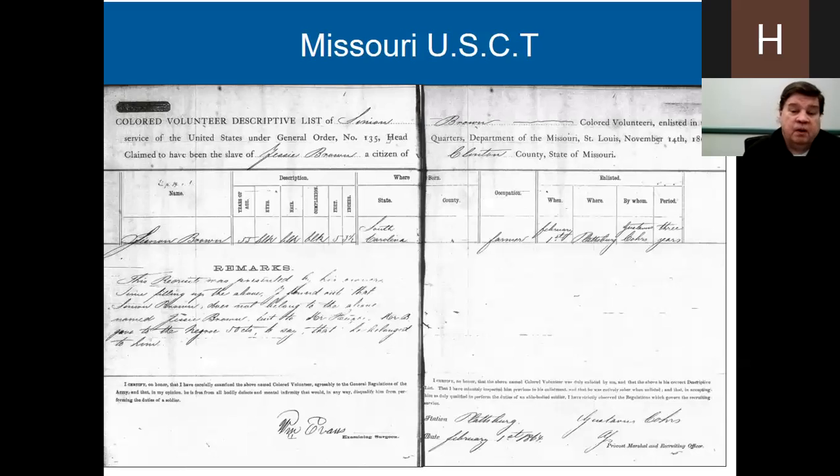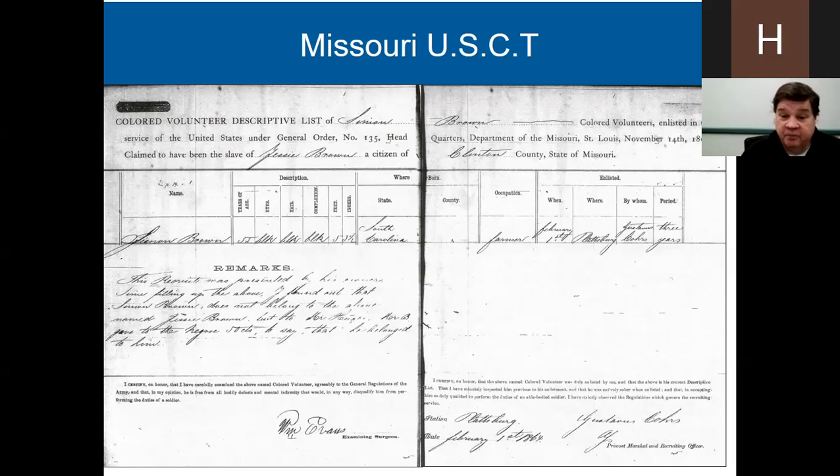Now, if your ancestor enlisted in Missouri or Maryland or Kentucky or Delaware or West Virginia, you might find one of these. This is the descriptive recruitment list of a volunteer. So they didn't make a picture of the person when they volunteered. They tried to make a description of what the person looked like, who they were, where they came from.